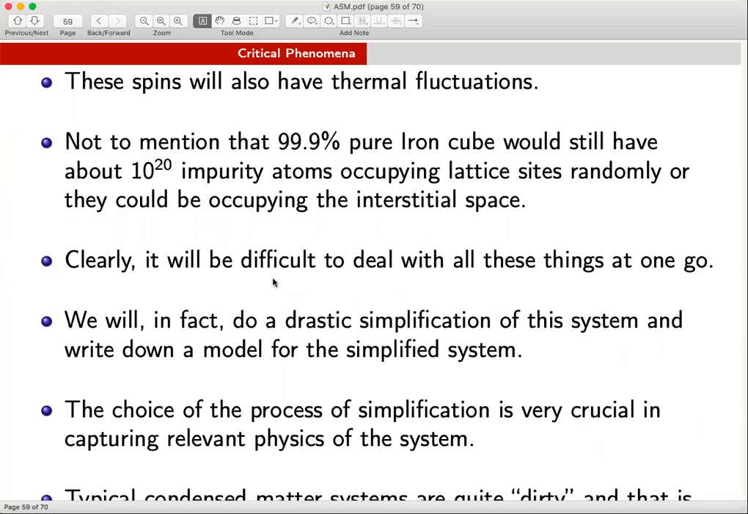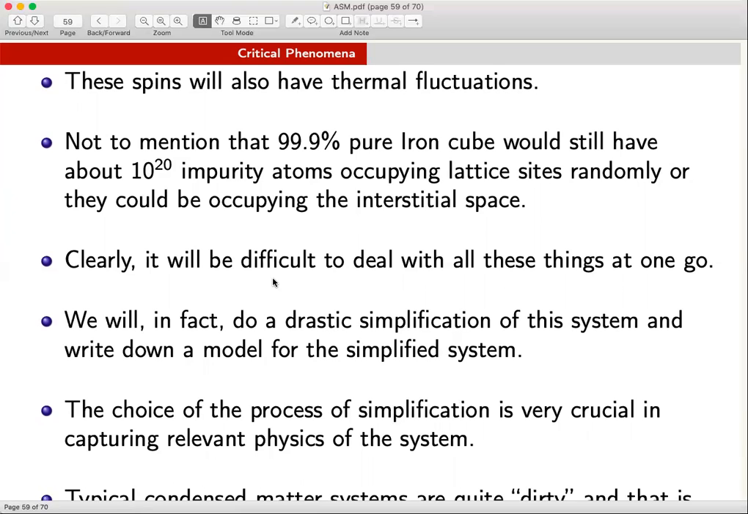For example, if you say that the iron cube that we are looking at is 99.9% pure, now, 99.9% pure means there is one impurity per 1000 iron atoms. That sounds like a very nice thing. But if you have 10 to the 23 atoms, then there are 10 to the 20 impurities. So although the impurities will be sparse, because 1 in 1000 would be an impurity, 10 to the 20 impurities is still a pretty large number.